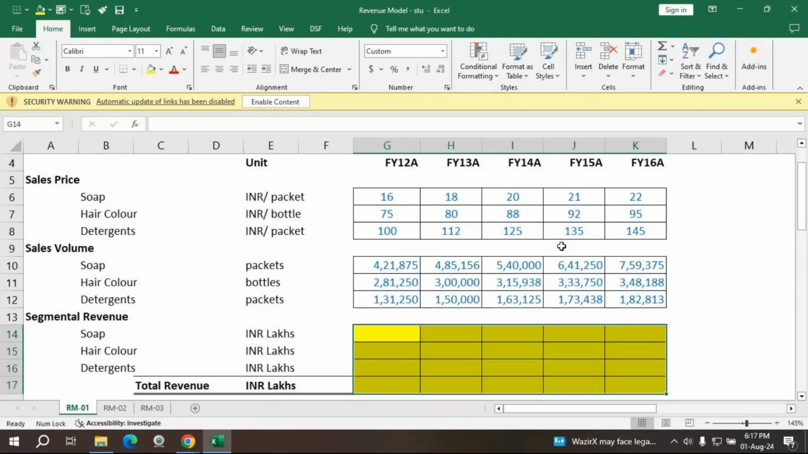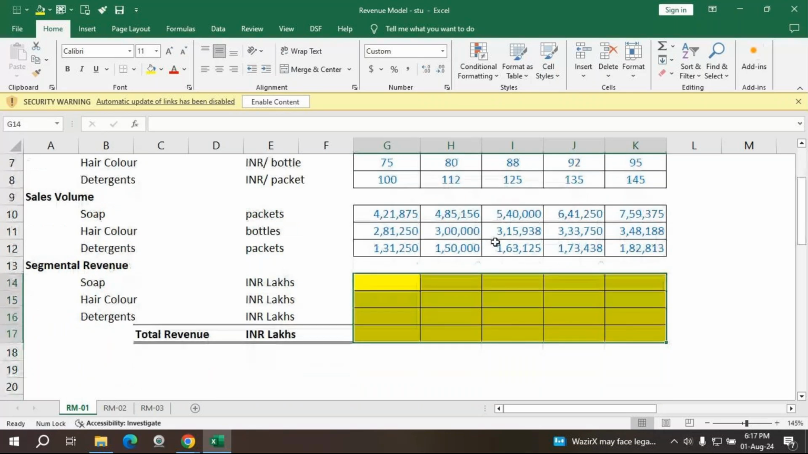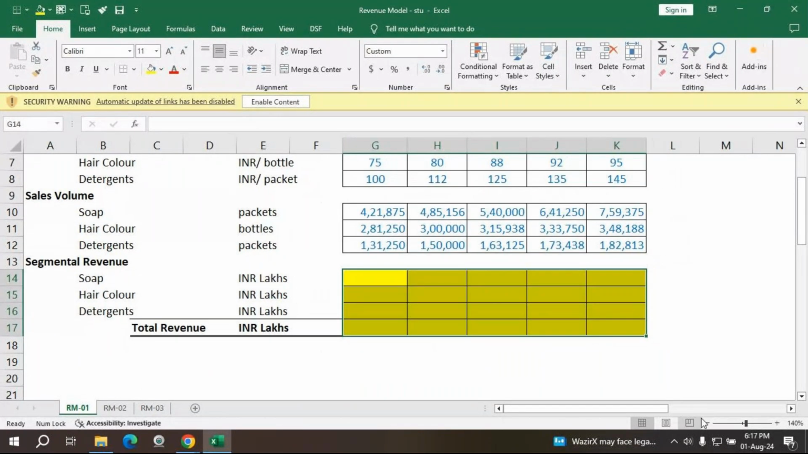So this one is a very simple revenue model. If you people can solve it, revenue model 1.